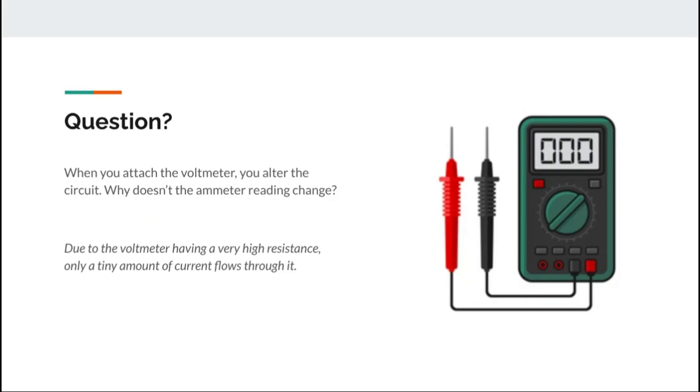So a question, when you attach the voltmeter, you alter the circuit, why doesn't the ammeter reading change? Well, it's due to the voltmeter having a very high resistance and only a tiny amount of current flows through it. So the ammeter wouldn't change.